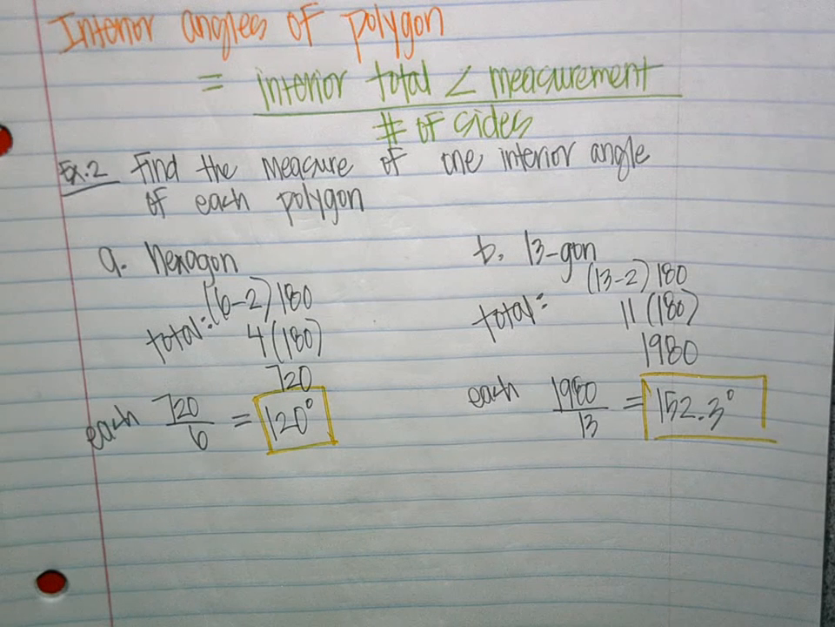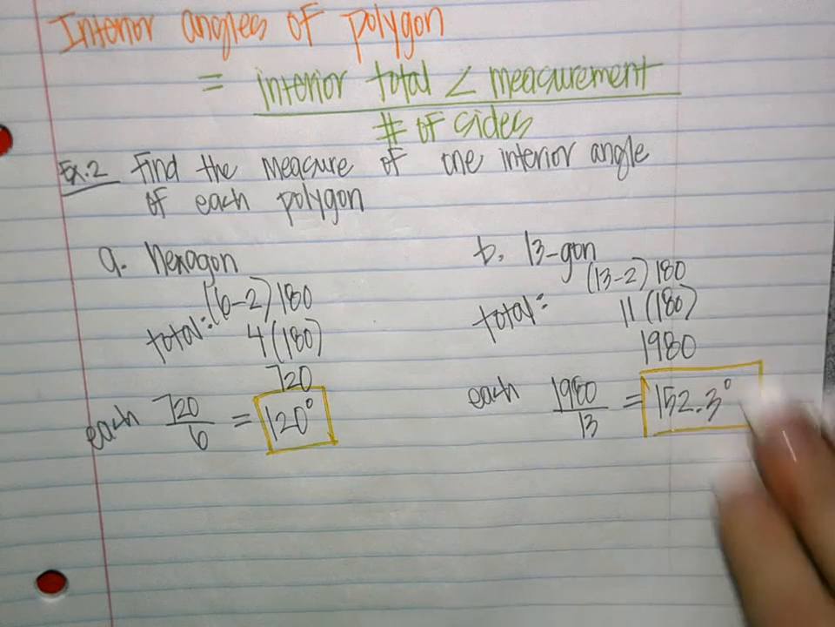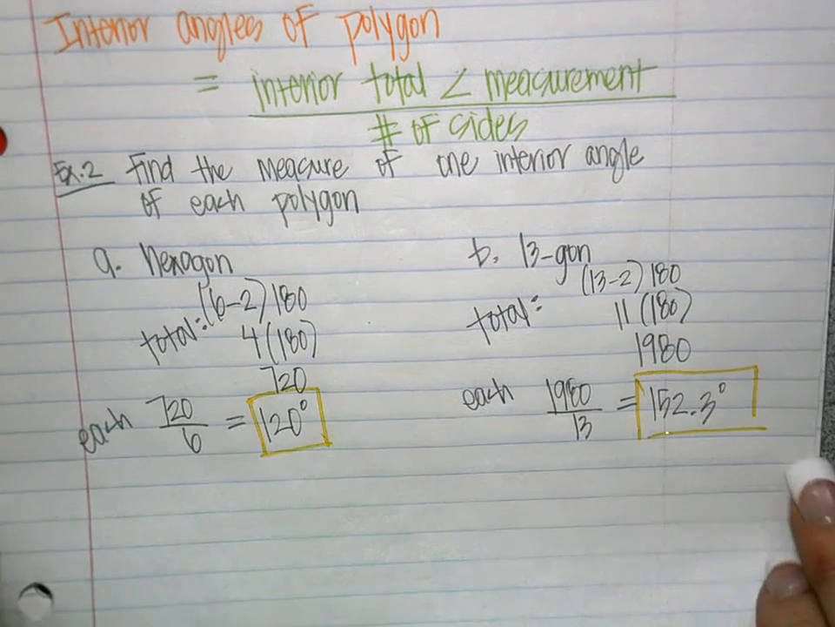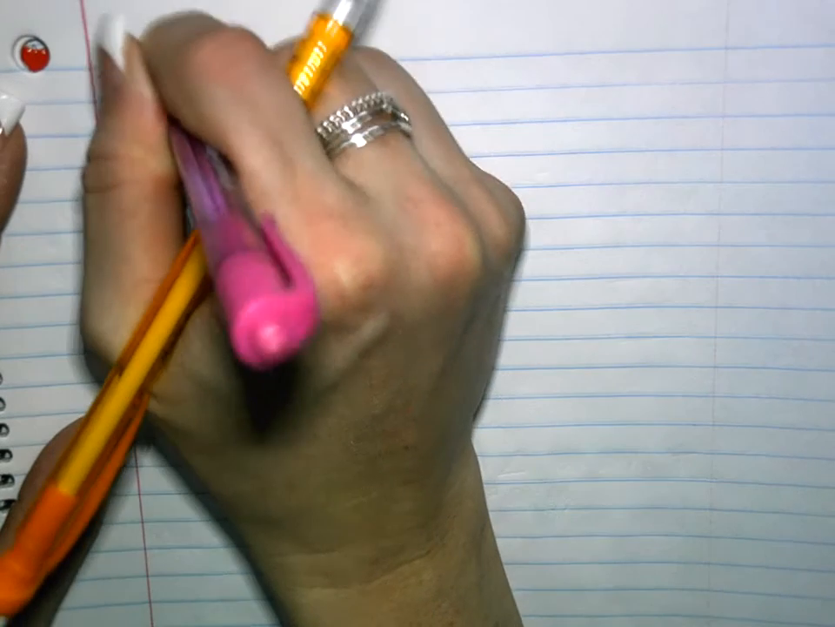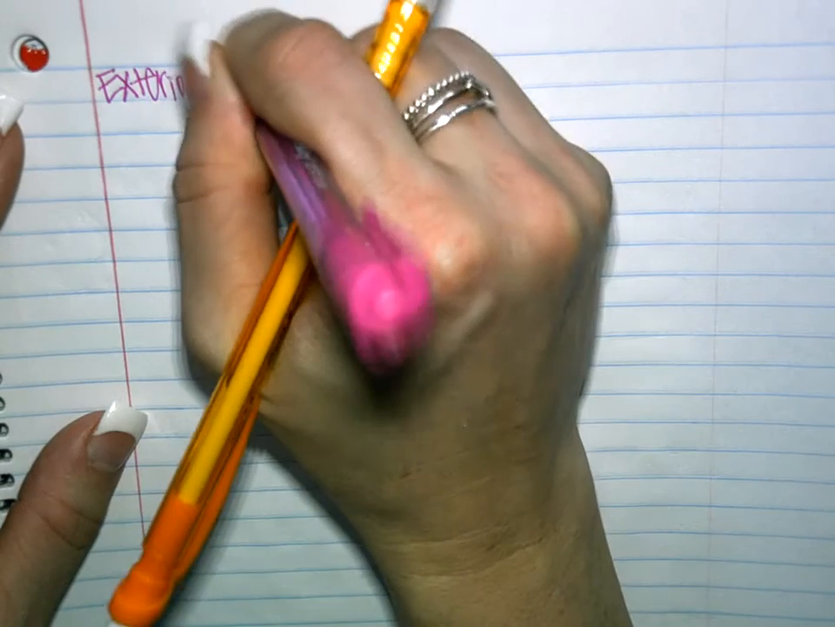Do we have questions on how I did that? Okay, the last thing that we have to go over is the exterior angles of a polygon.